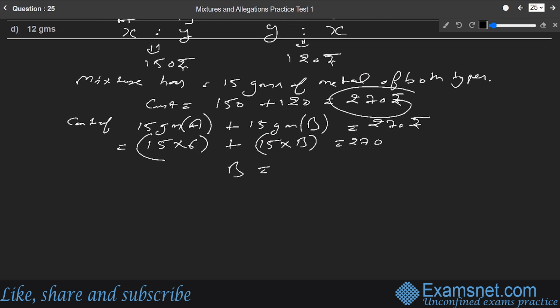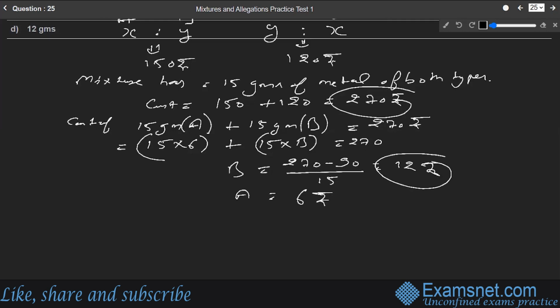So this can be found by 270 minus 15 into 6, which is 90, divided by 15. 270 minus 90 is 180, and 180 by 15 is 12 rupees. So metal B has pricing of 12 rupees. Metal A had pricing as given in the question itself, 6 rupees. So metal A is cheaper, metal B is dearer.